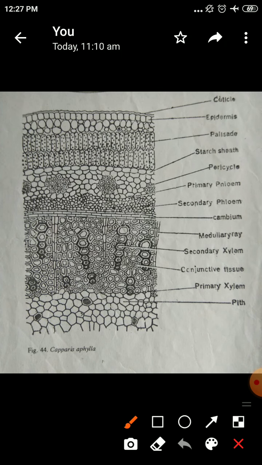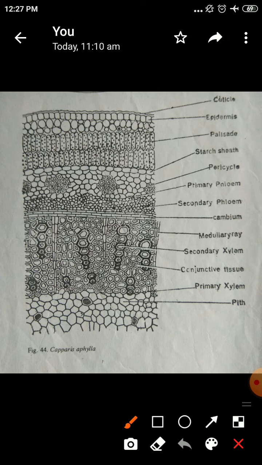Now, over here, to discuss the anatomical or internal adaptations, we have the section of Capparis aphylla, our Kair plant. In practical, we take the TS of this stem to study the internal adaptations seen in the Capparis.